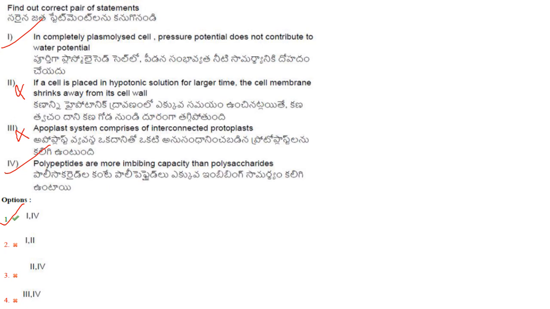Then, polypeptides have more imbibing capacity than polysaccharides. Polypeptides are much more hydrophilic in nature as compared to polysaccharides, and this is the reason why polypeptides imbibe more water when compared to polysaccharides. So the fourth statement is correct. So the answer here is 1 and 4, and the option is option 1.